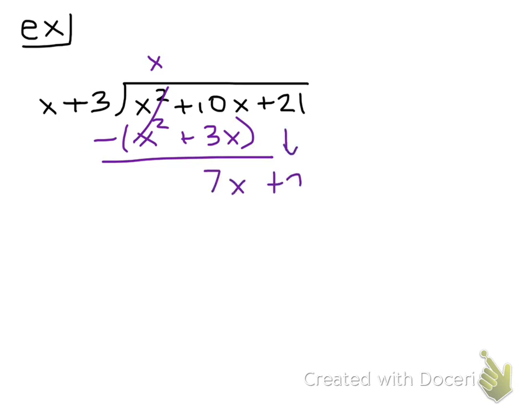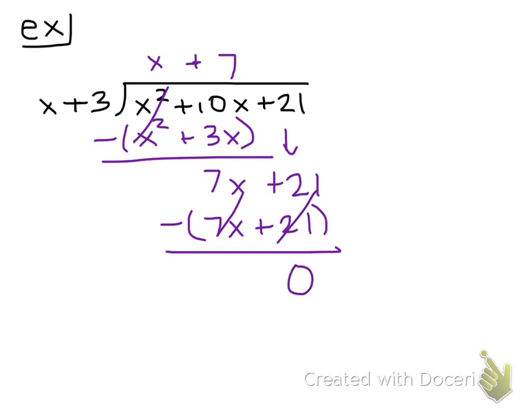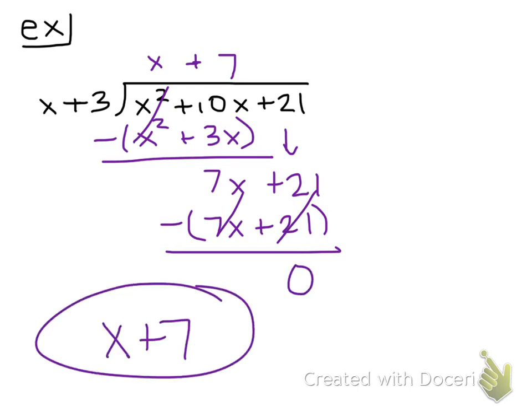I drop the 21. Okay, and then you ask yourself, what times x would give me 7x, and that would be 7. Then I distribute the 7x, and we subtract. Both will cancel. We're left with no remainder, so my answer is x plus 7. So that was a relatively easy one. Again, you learned this in Algebra 2, so now let's get into the harder ones right away.